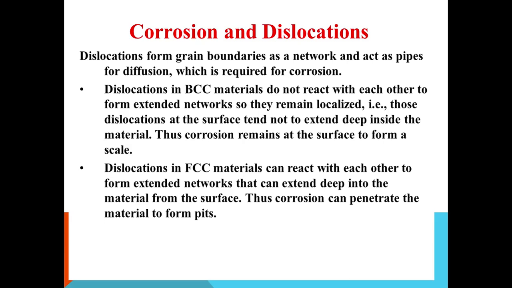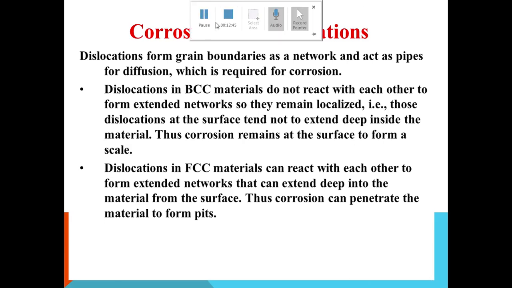Those dislocations at the surface tend not to extend deep inside the material. Thus corrosion remains at the surface to form a scale. The metallic materials which have body-centered cubic structure include alpha iron, barium, molybdenum, niobium, tungsten, and chromium.